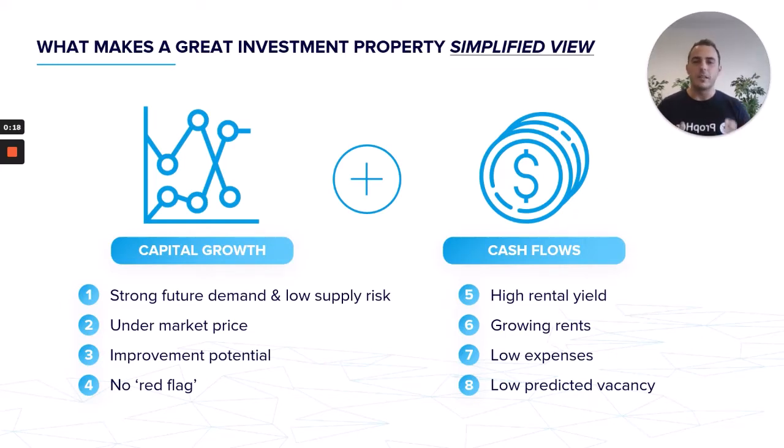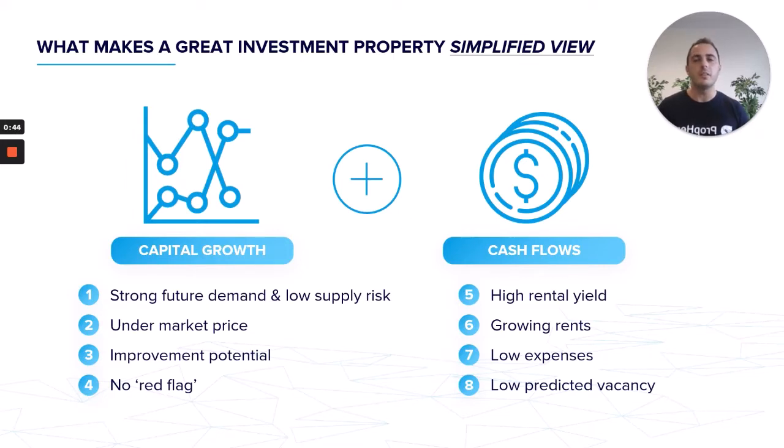Again, in a very simplified view, capital growth is about investing in an area where in the future there will be strong demand and low supply. So think about growing population, growing economy, lack of land available, limited space to build new houses. Number two is buying under market price, right? And the idea here is to just negotiate extremely hard to find the best property at the best price.